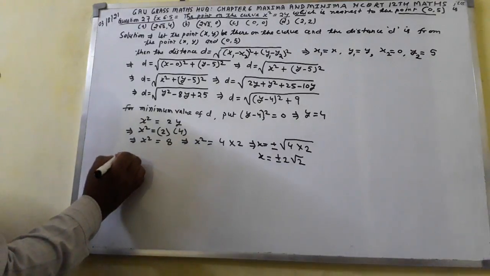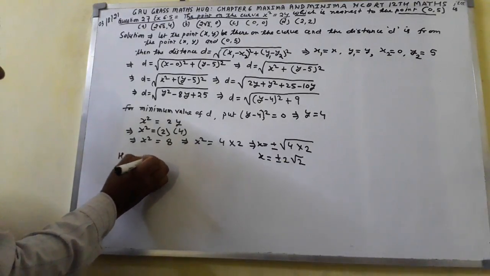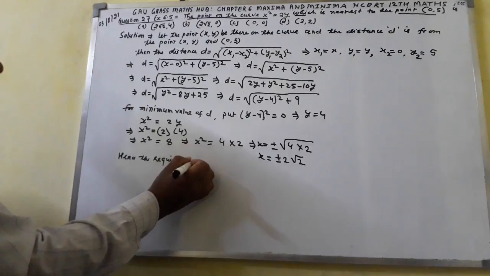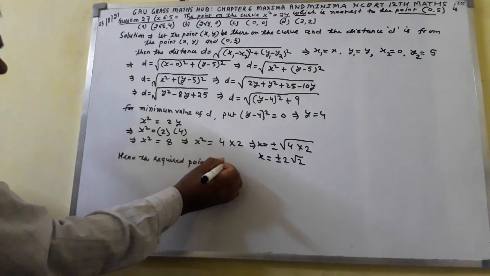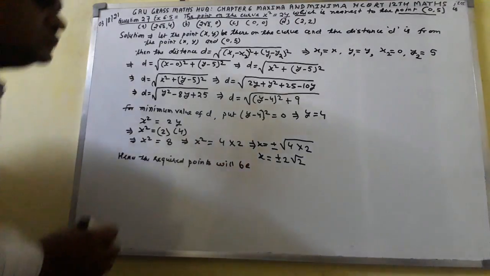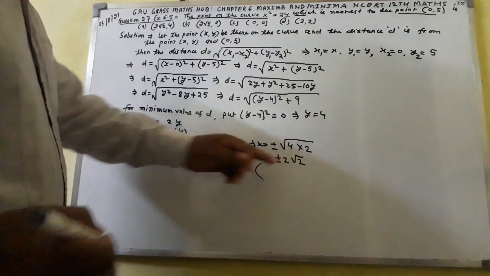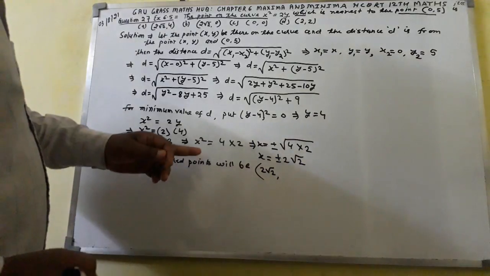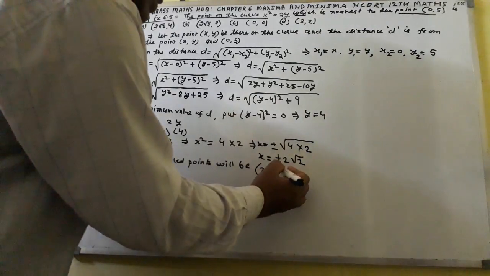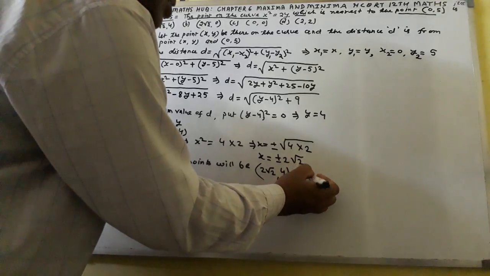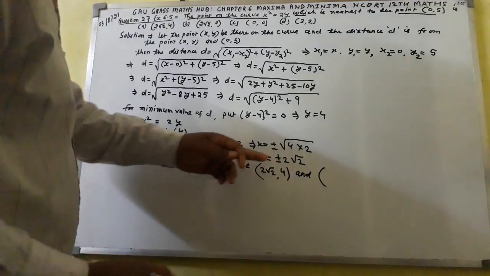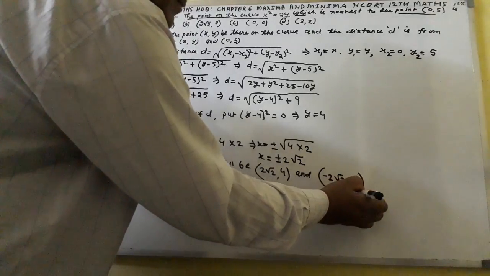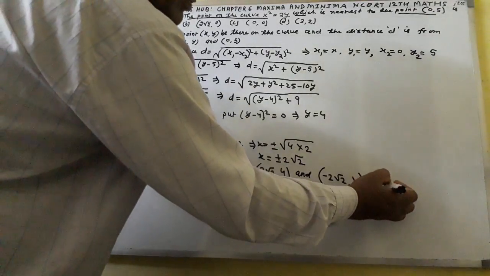Hence, the required points will be plus 2 under root 2, comma, value of y 4, put here 4, and value of x minus 2 under root 2, comma 4. This will be the correct answer you have got.